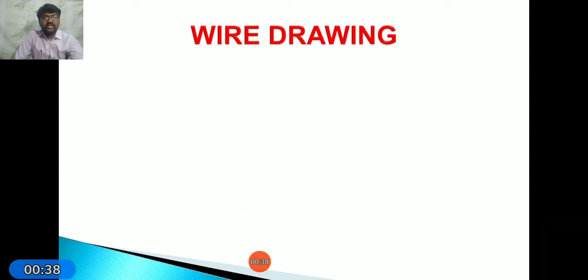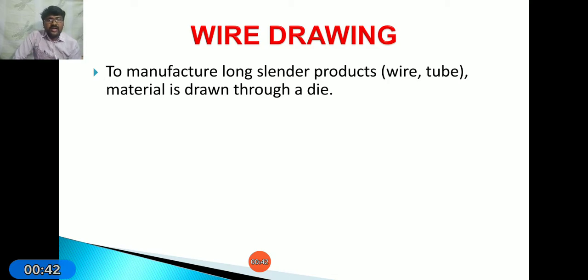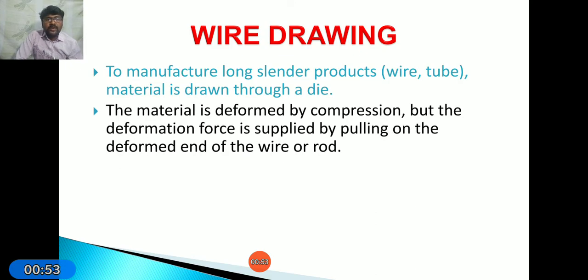Coming to the introduction of the wire drawing process. To manufacture long slender members like wire, tube material is drawn through a die, which is known as wire drawing. The material is deformed by compression forces, but the deformation force is supplied by pulling on the deformed end of the wire or rod.